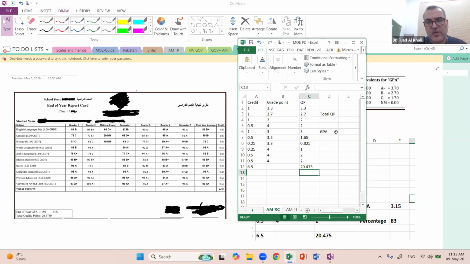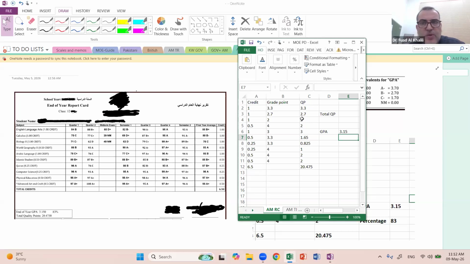So total quality point. Now, what is the GPA? GPA is equal to total quality point divided by number of credits. So the GPA of this student in grade 12 is 3.15. As simple as this.